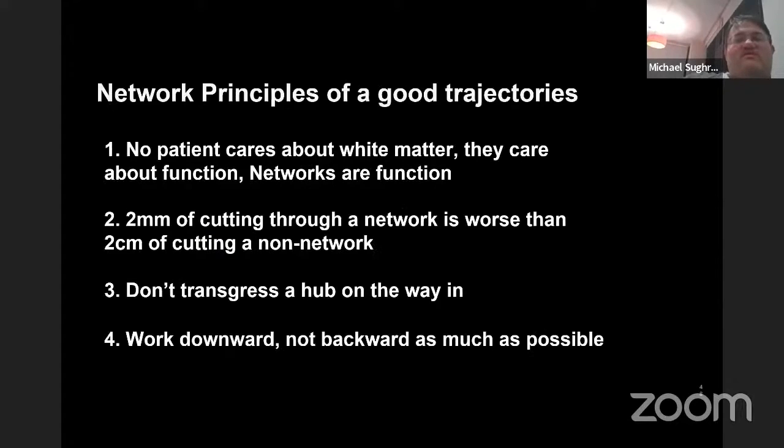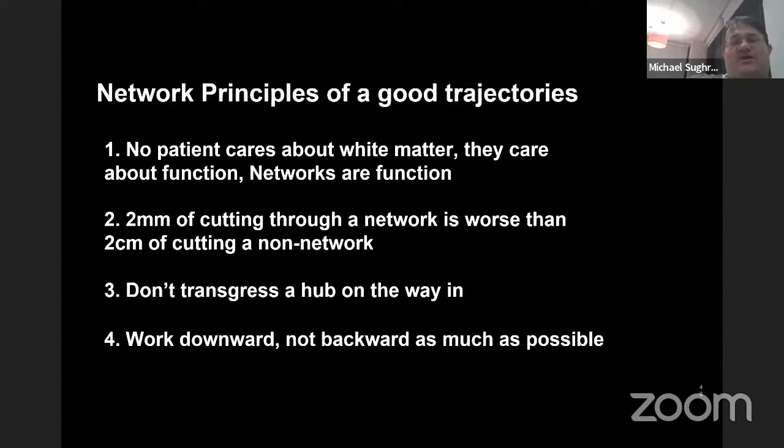So we've talked a lot about networks, talked about disconnections. Let's talk about trajectories really quick, and then I'll show you a few networks, and then we'll do more of this next time. So ultimately, when we plan a good trajectory, understand that no patient cares about white matter. Never had anybody say, thank you for saving IFOF. They care about function. And so not all little twigs in white matter are important. Some things are, and some things are redundant and can be compensated for.